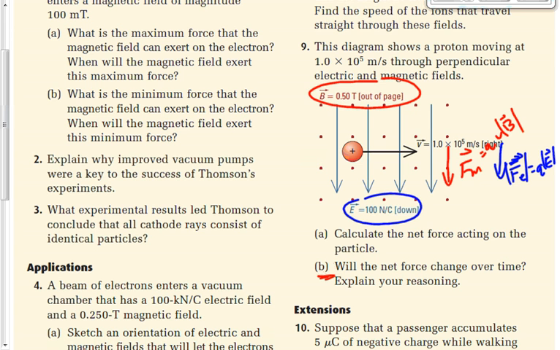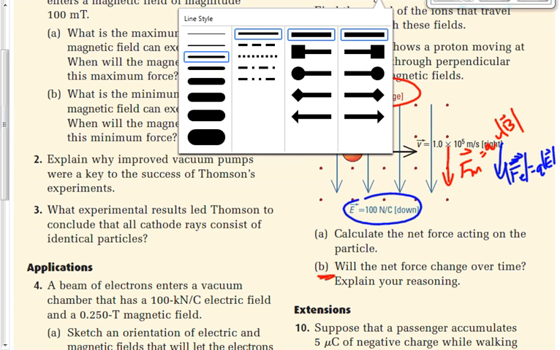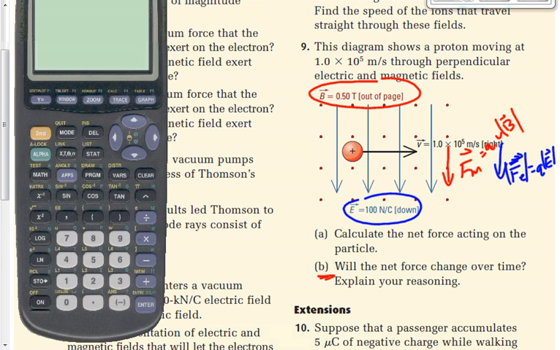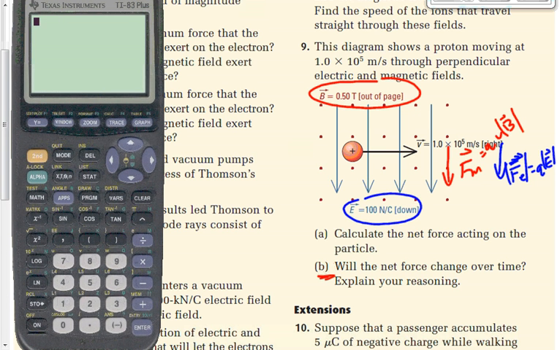Yep. Well, let's find the magnetic force. It's a proton. So the charge is 1.6 times 10 to the minus 19 times the speed of the particle is 1 times 10 to the 5 times the magnetic field, which is, what was it, 0.5 Tesla? Okay, so we got a magnetic force of 8 times 10 to the negative 15.